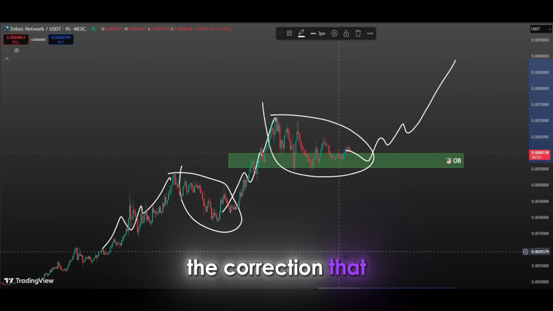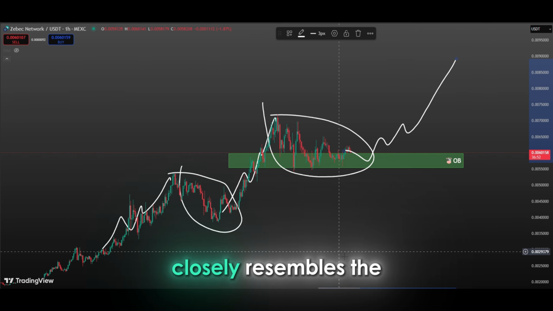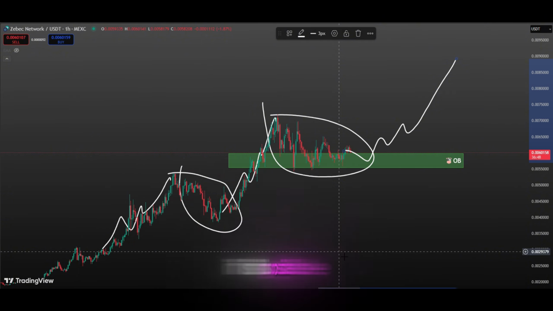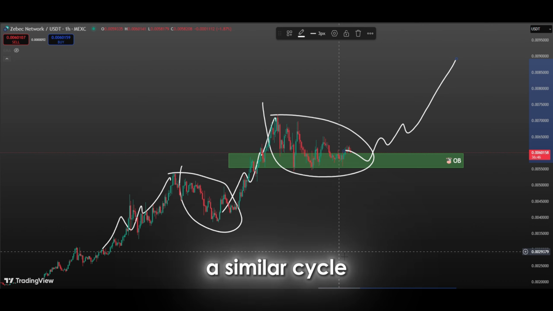At this point, the correction that followed the previous upward rally closely resembles the current price behavior. Looking at the recent price action, it is possible to say that we are in a similar cycle again.